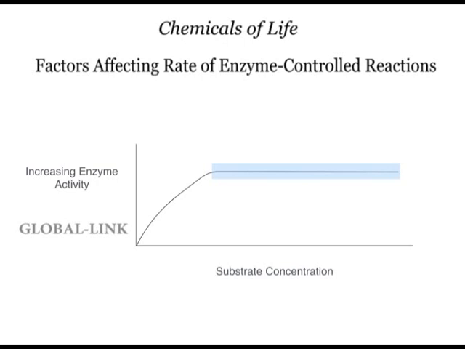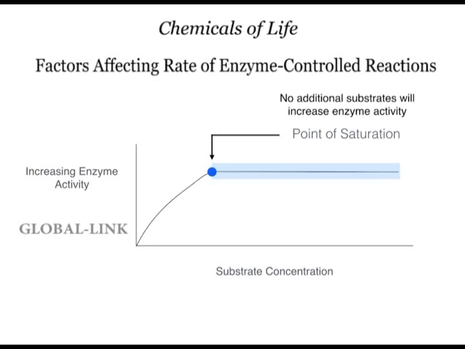This means that once the substrate concentration reaches a certain point, the enzyme activity will stop increasing. The first point at which the optimal activity is reached is called the point of saturation. At this point, the enzyme activity is at its maximum and no amount of additional substrate will increase it.